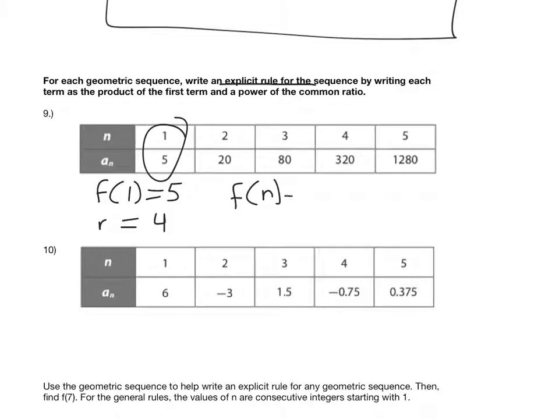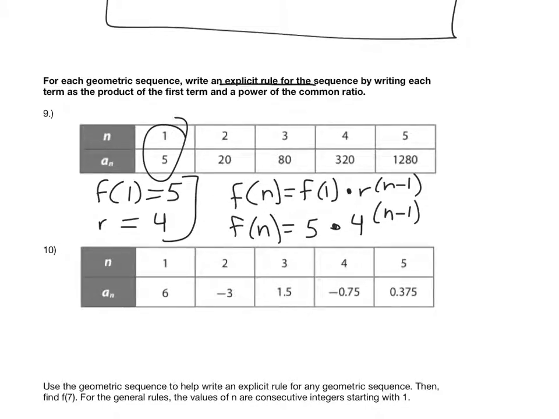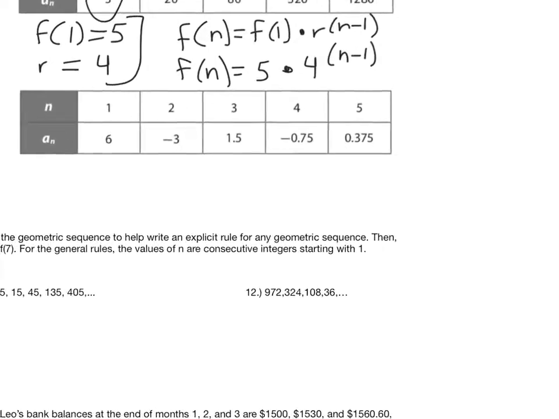Remember, that's going to be f of n equals f of 1, which is your first term, times your common ratio raised to the n minus 1 power. So if we just substitute all the stuff that we have here into our formula, we have f of n equals your first term, which is 5, times your common ratio, which is 4, and that's raised to the n minus 1 power.